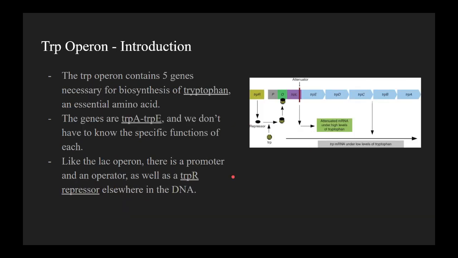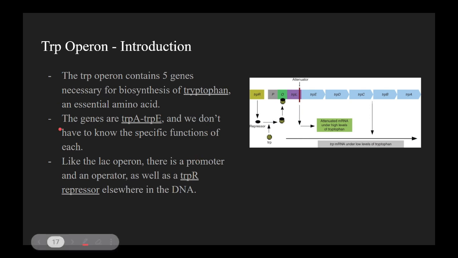Right, so let's move on to the second operon that we'll discuss for this lecture. This is the trp operon. It contains these five genes, trpA through trpE, and these are genes that are essential for the biosynthesis, which means the creation of tryptophan. So these enzymes are going to help create the amino acid tryptophan. And tryptophan is an essential amino acid that's in a lot of our proteins. And a funny fact, there's a lot of tryptophan in turkey meat.